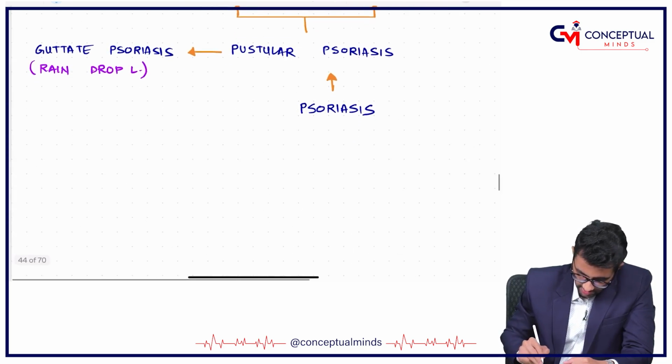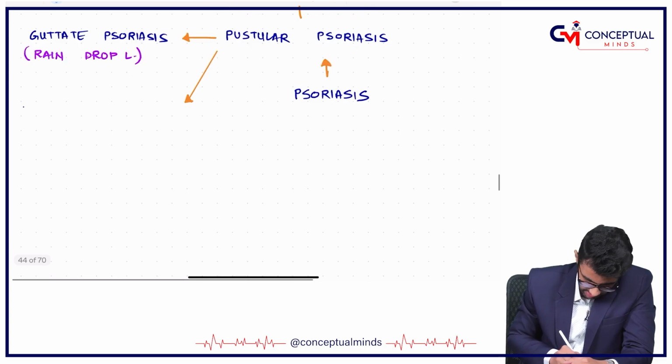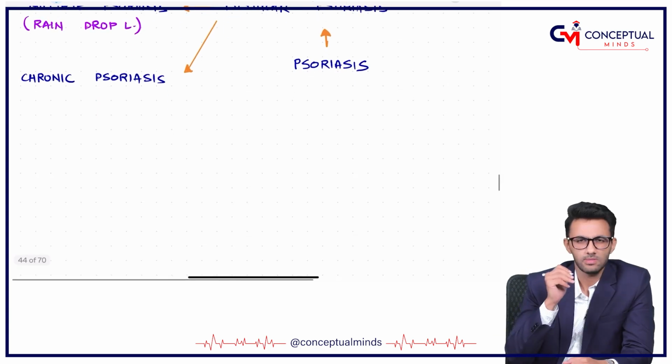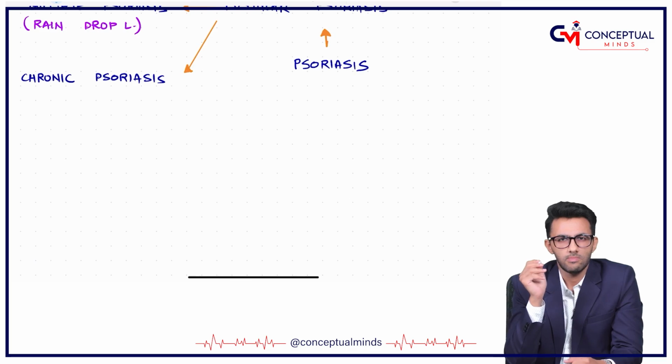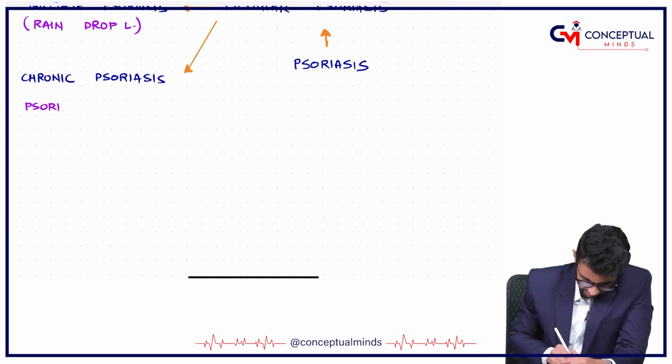Okay, so continuing our list, the next one is going to be the chronic psoriasis. And also this one, the chronic psoriasis, is also psoriasis vulgaris. Alright, vulgaris means the most common, right? So I'll mention that as well, that this is vulgaris.